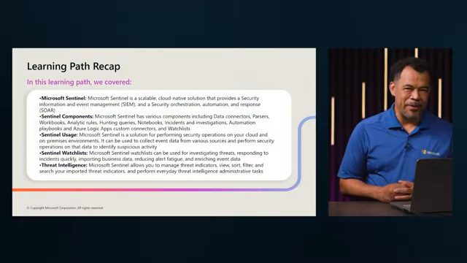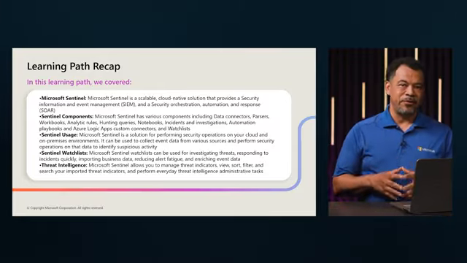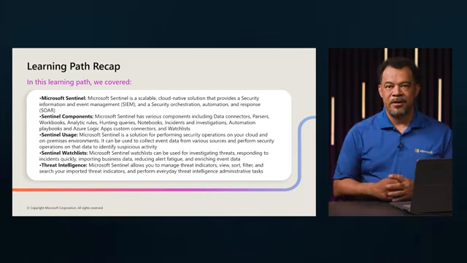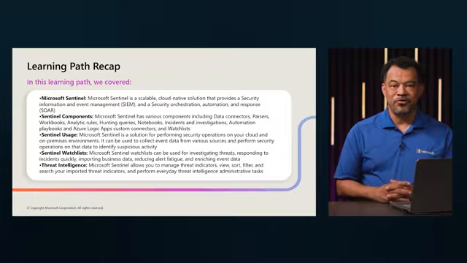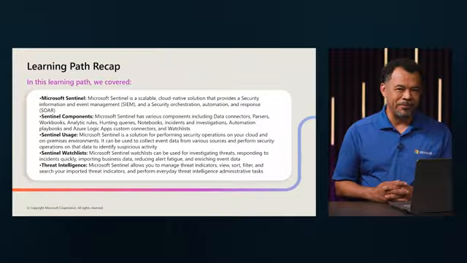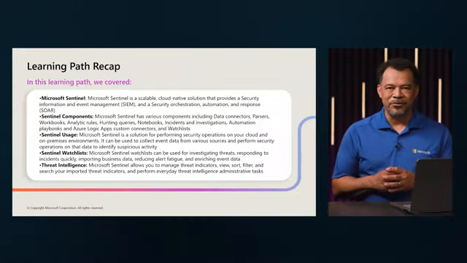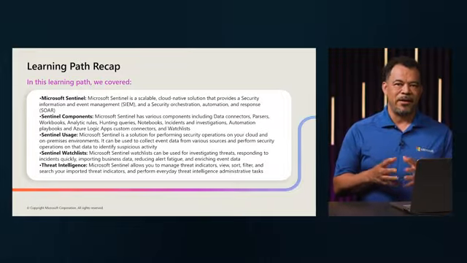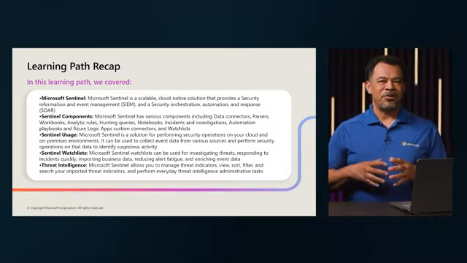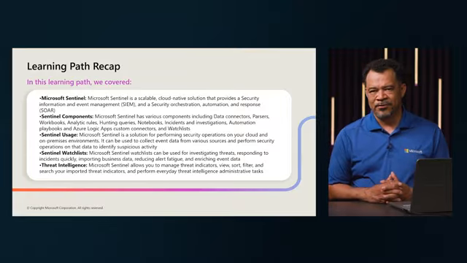In conclusion, in this learning path, we covered Microsoft Sentinel. We talked about how Microsoft Sentinel is a scalable, cloud-native solution that provides security information and event management and security orchestration and automated response capability. We talked about Sentinel components. Microsoft Sentinel has various components, including data connectors, parsers, workbooks, analytics rules, hunting queries, notebooks, incidents, investigations. There are automation rules and a lot of other things, including watch lists as part of this.